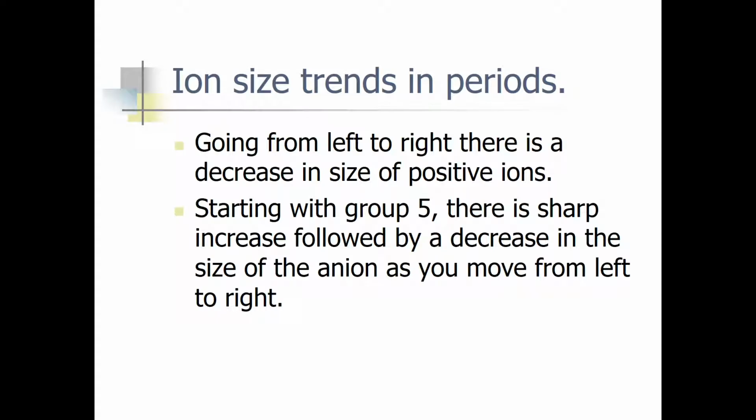So as we go left to right, there's a decrease in size for positive ions. Recall from the periodic table that atoms on the left side become positive ions. Atoms on the right side become negative ions. So this one's going to be different than the other ones because we have to break the periodic table in half. And again, we will ignore the transition metals because there are exceptions to everything.